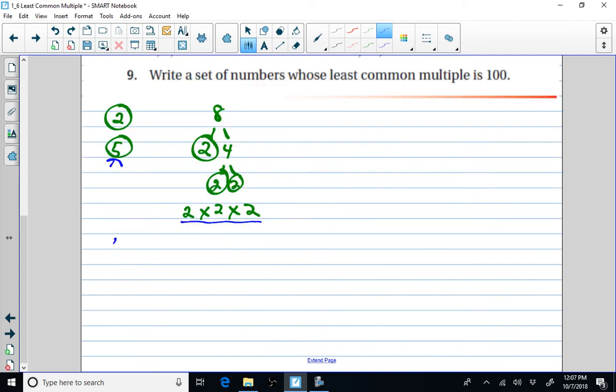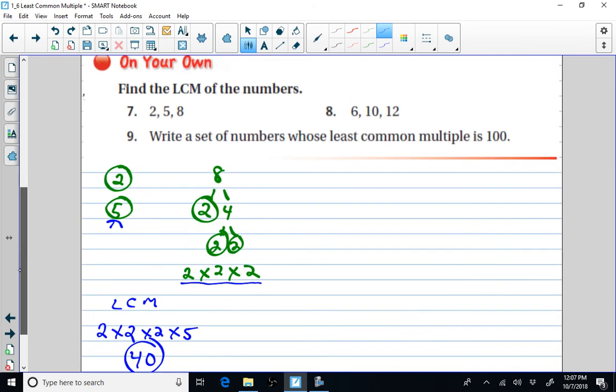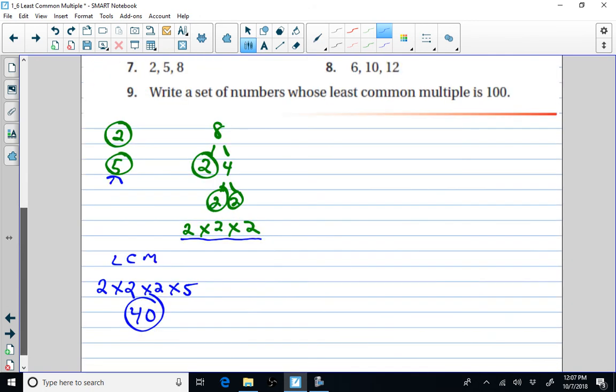So my least common multiple would be 2 times 2 times 2 times 5. 2 times 2 is 4, times 2 is 8, 8 times 5 would be 40. So the least common multiple of 2, 5, and 8 would be 40, all right?